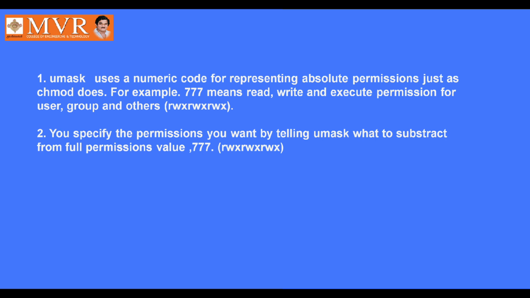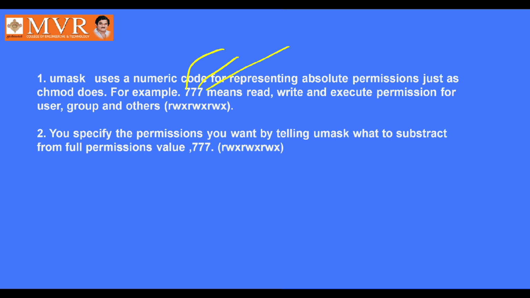So umask uses the numeric method. For example, 777 means read, write and execute permissions for user, group and others. As I said earlier, the first digit, 7, represents the permission of the user, and 7 means all the permissions. The second digit is also 7 here, so the group also has all the permissions, and the third digit also has all the permissions.